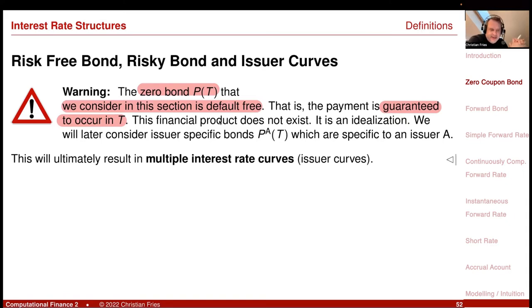So later, we may also introduce bonds that have this risk. Then it is an issuer-specific bond. Different companies, different people have different risk of paying back. And this will then lead to a theory where we have multiple interest rates. Everyone could generate its own interest rate curve. Throughout the section, I will sometimes make a remark where it's important that this difference could kick in. So I try to be already extendable to this case.